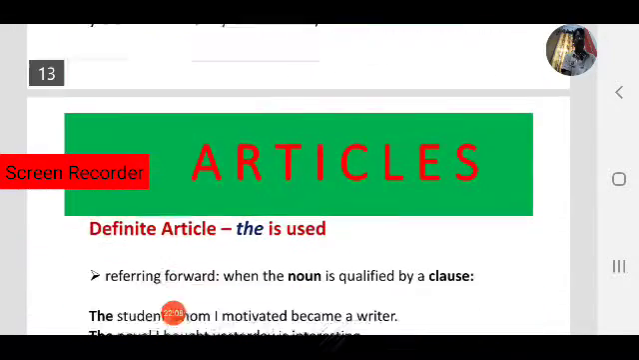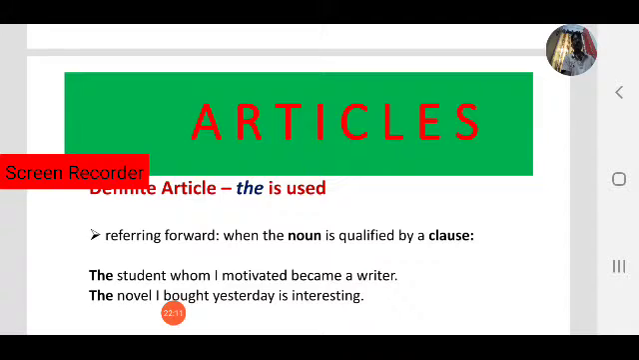Okay, another case: referring forward when the noun is qualified by a clause. Another one is backward, next one is forward. Forward means we are going to refer to a person we talk about. For example, the student whom I motivated became a teacher. Here observe, I motivated a student, so the student became a writer. Same, it is used in a complex sentence.